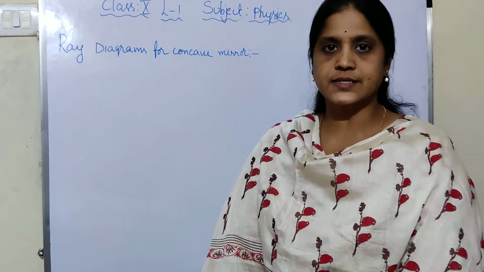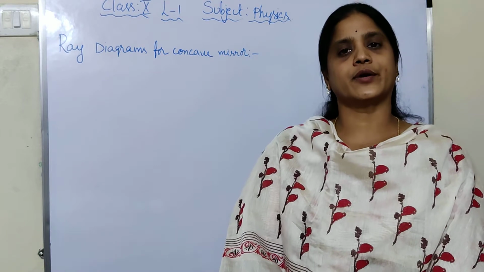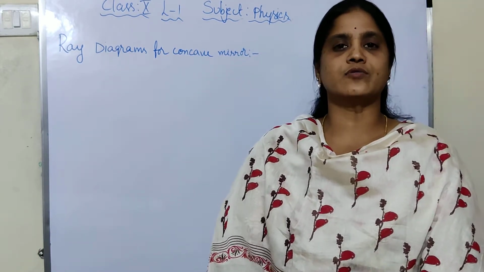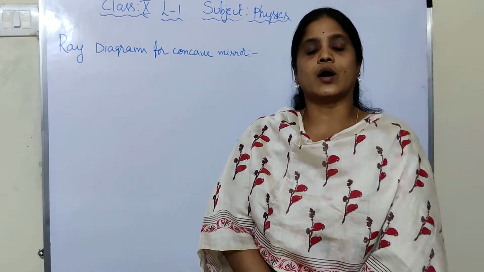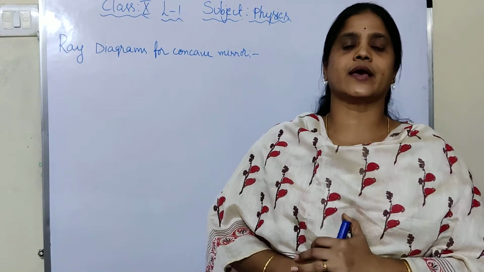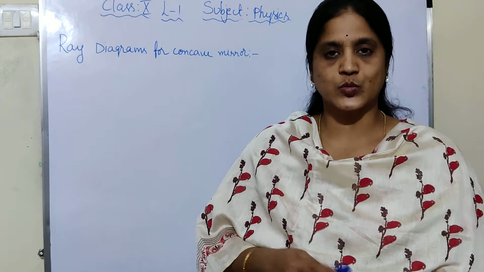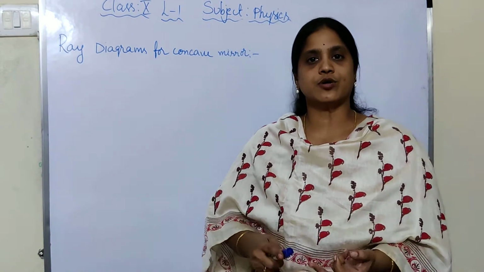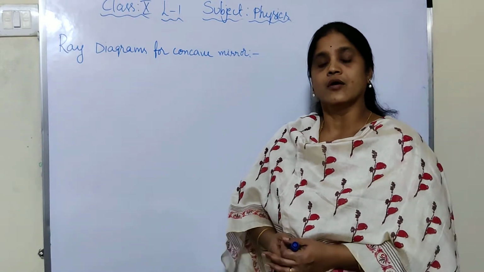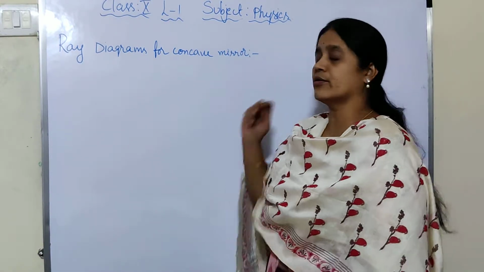In this video we'll discuss how to draw ray diagrams for a concave mirror. In the previous video I explained the lab activity using a concave mirror: when you place an object in front of a concave mirror, what type of images we get and what the characteristics of that image are, whether the image is virtual or real, diminished or enlarged. Now in today's video we'll discuss how to draw the ray diagrams using a concave mirror.